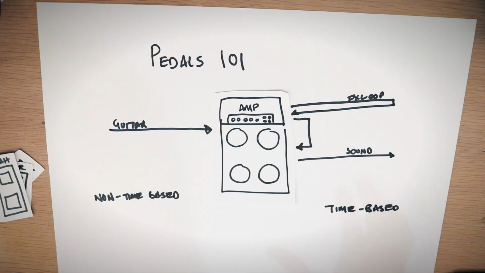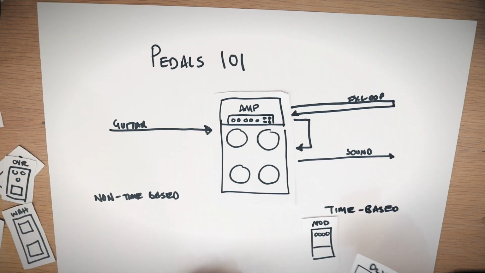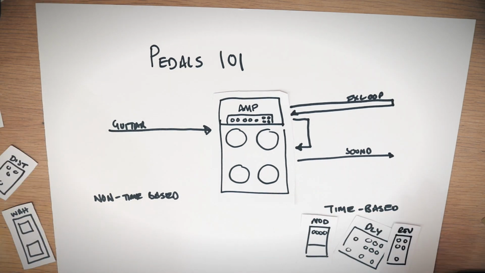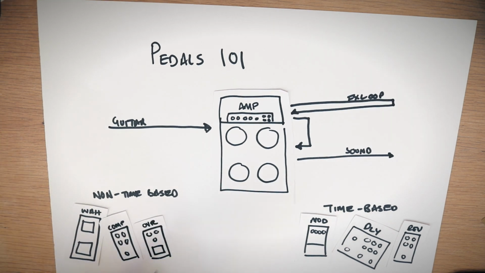So your time-based effects are any kind of effect that varies over time or has a time parameter or a time knob on the actual device. Those are things like modulation, delay, and reverb. Now your non-time based effects are anything that just alters the sound. There's no time variant to it. Those are things like wah, compression, overdrive, and distortion.